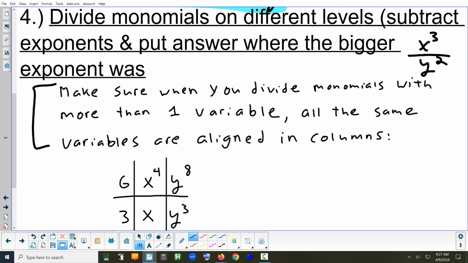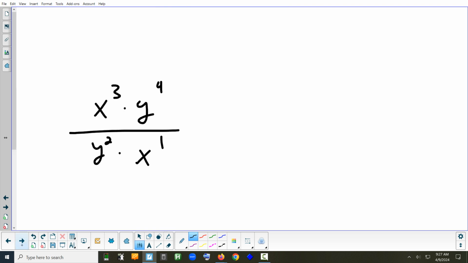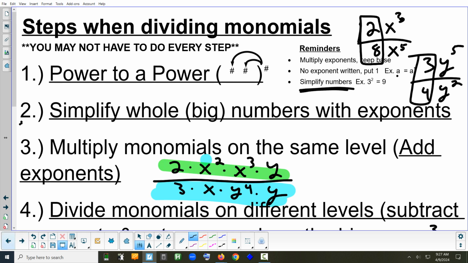This is a problem that looks good to me. Everything is lined up nicely in columns. The numbers are in a column, the x's are in a column, and the y's are in a column. The one on the other page is not lined up right. You've got x's and y's in the same column. That's not good.